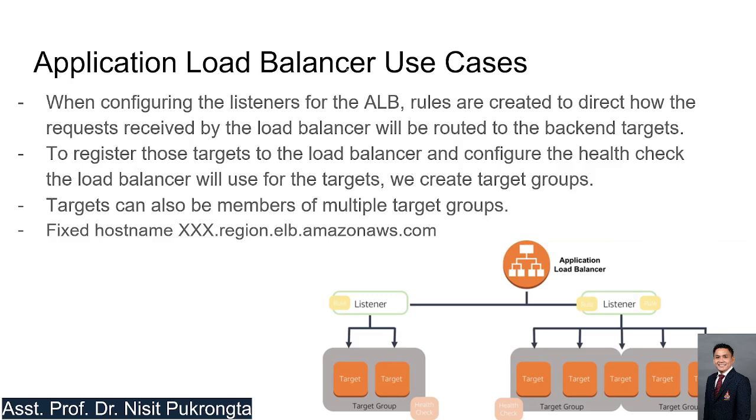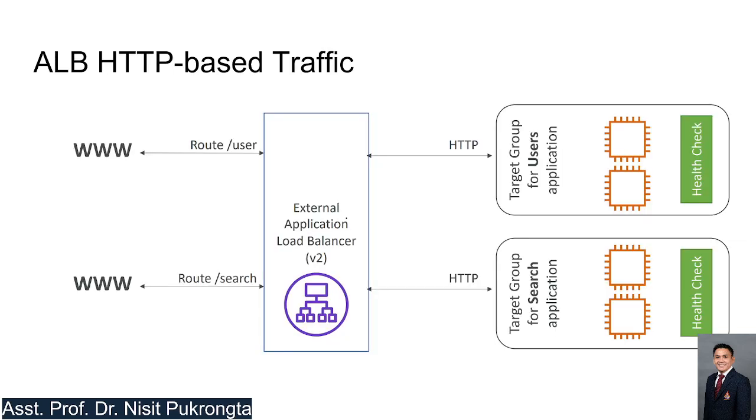When you config the load balancer, this is the load balancer use case. We have to config first. We have to config the listener too, and you have to add the target in the target group. And the last one, you have to make the health check to check the health of this target group, whether it works or not. We can use the health check to register the target with the load balancer and config the health check the load balancer will use for the target. We can create the target group and add the member, an instance, to the target group.